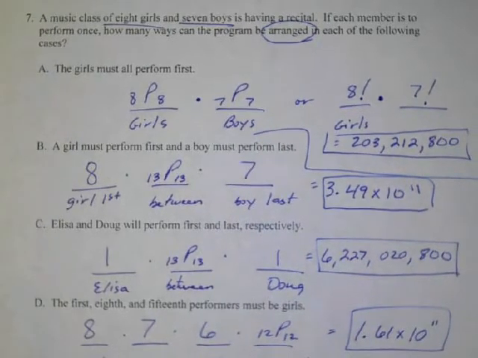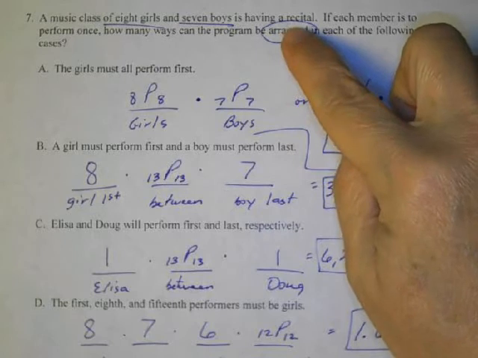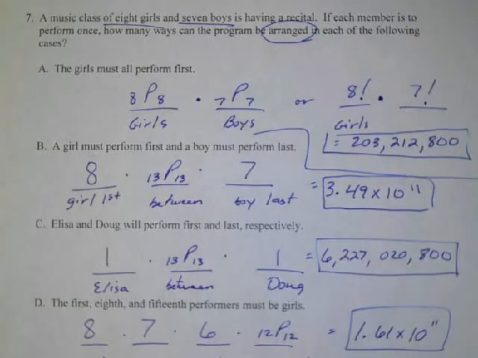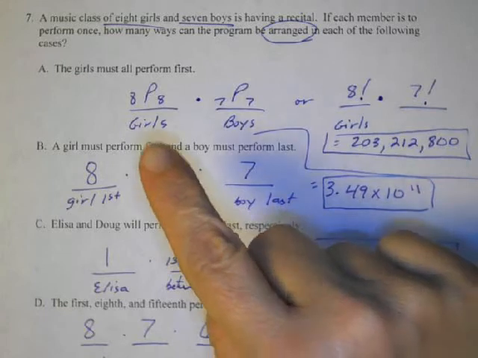Now let's look at all the ways that we can arrange 8 girls and 7 boys to put on a recital. The key word is arranging here, which means order definitely matters. If you go first, or you go 5th, or you go 8th, that's all different. So let's say the girls must perform first.